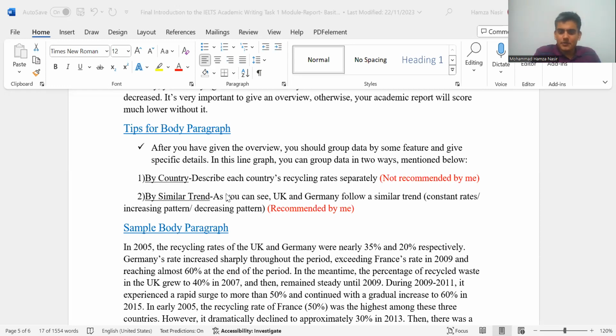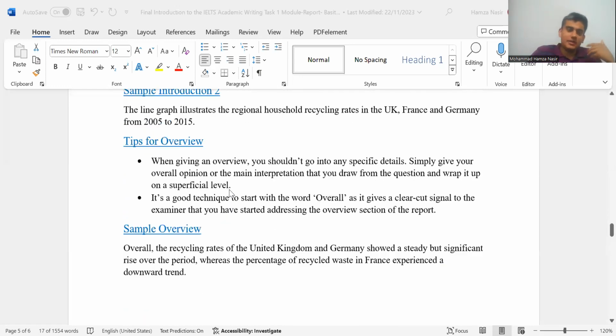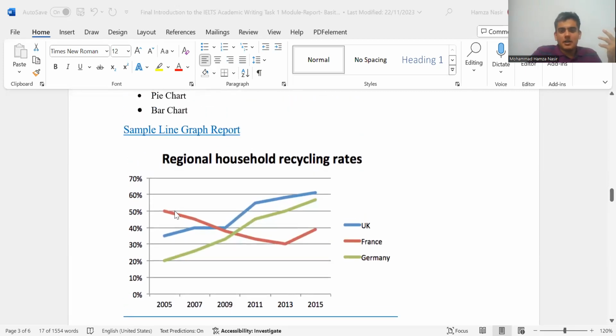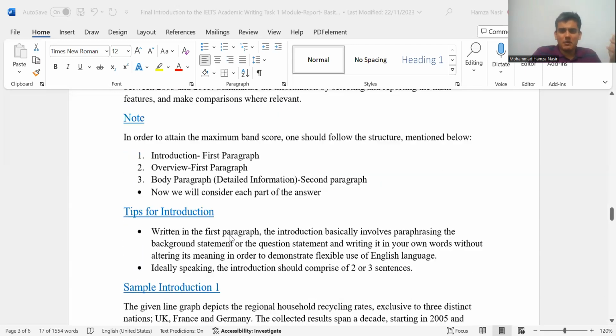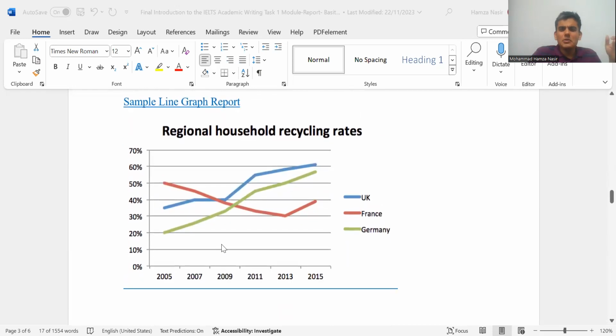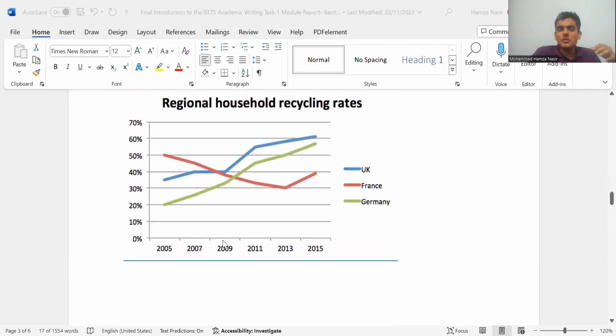One could be by country. You could first talk about the UK, it goes from this, and stayed constant, then it increased at a slow rate. Same for France, same for Germany. You could talk about the countries one by one, or what is the second approach, guys? You could write the body paragraph on the basis of common trends.